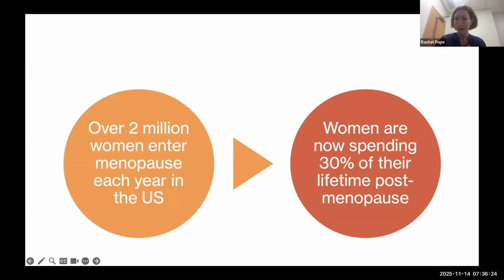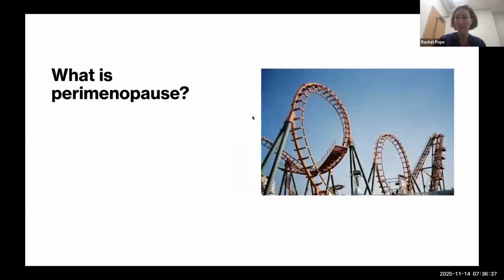2 million women enter menopause every year. And now, because of how well we're doing as a human species, I would say 30% of a woman's lifetime is now spent after menopause. So then what's perimenopause? Like I mentioned, it's up to a decade before menopause. And for everyone, it's a little bit different. That's what I want to explain in this talk this morning: why is it so different, and why are people's experiences so different? So I describe it like a roller coaster. It's a roller coaster of hormones.